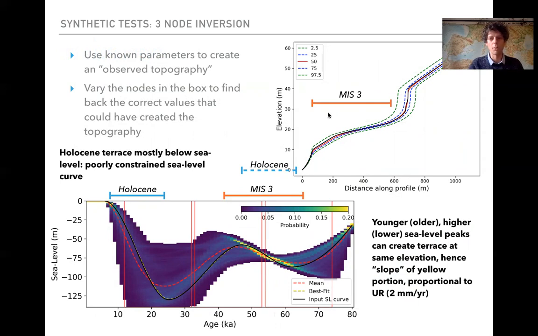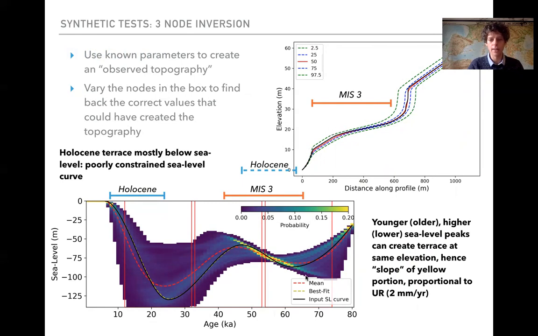So here you can see an example with only one terrace. You can see that the input sea level curve in black is very similar to this best fitting inversion result. So that's encouraging in that sense. What is interesting here is that if you look at the Holocene, so this period of sea level rise, because this terrace that is being created is mostly below sea level, the range of possible sea level histories that could have recreated that is very, very broad. And for this other terrace from MIS3 that is being formed here, the range of possibilities is much narrower, which also makes sense because there's a very specific geometry to this terrace.